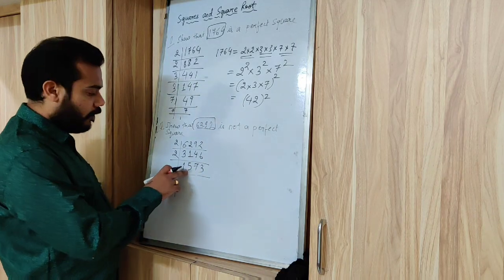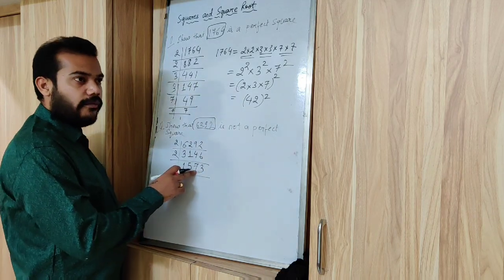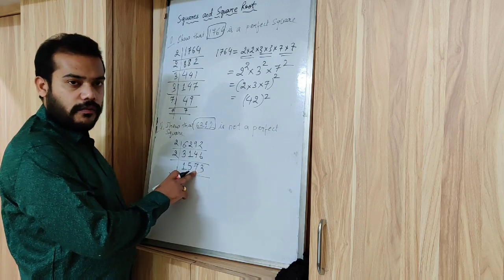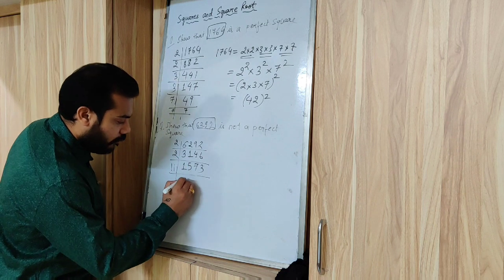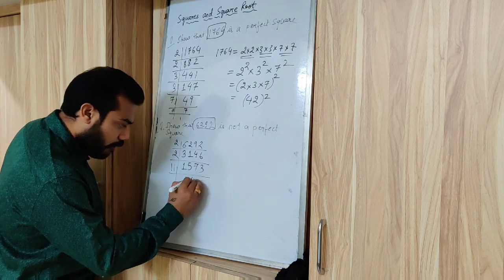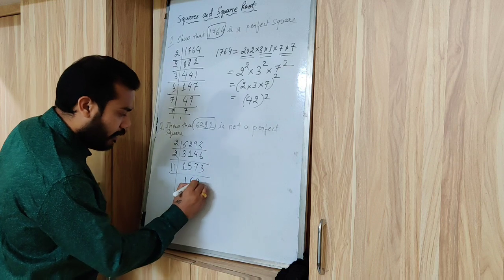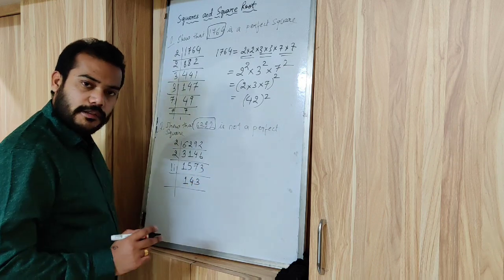11 ones are 11. Remaining 4, 47. 11 fours are 44, remaining 33. It is divisible by 11. So 1, then 4, then 3. 143 is divisible by 11. Yes.